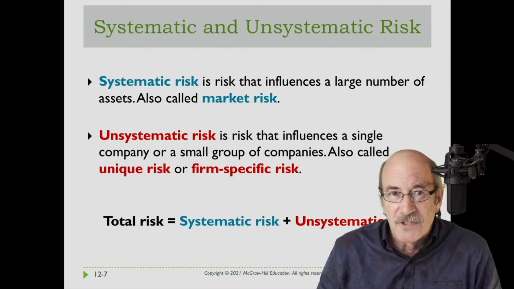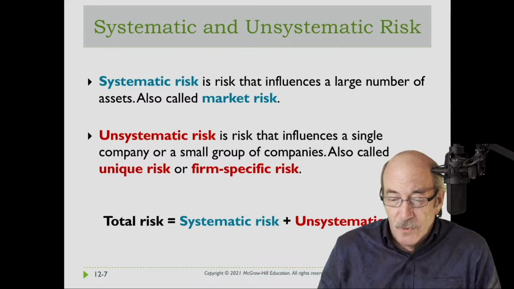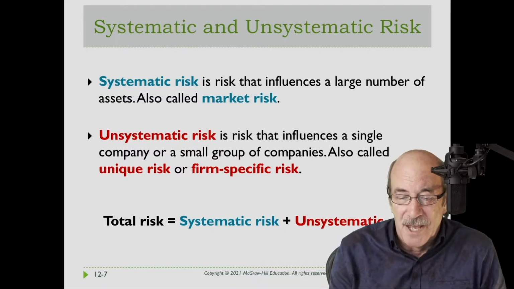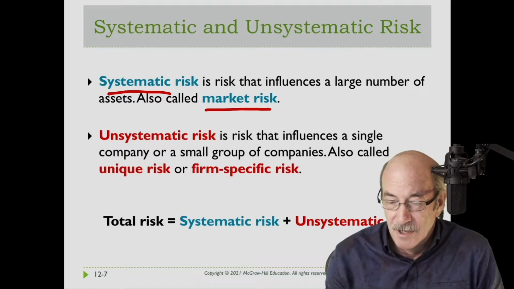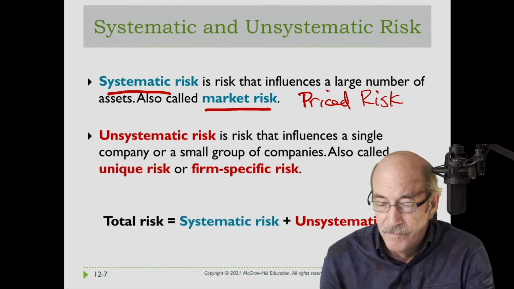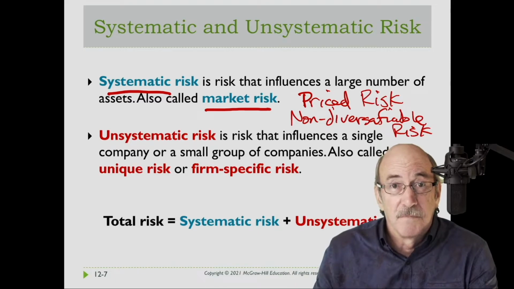And then they start talking about this concept of systematic versus unsystematic risk. We have all kinds of names for this. So, when you start thinking about vocab for this chapter, systematic risk, market risk, priced risk, non-diversifiable risk, those are all synonyms.